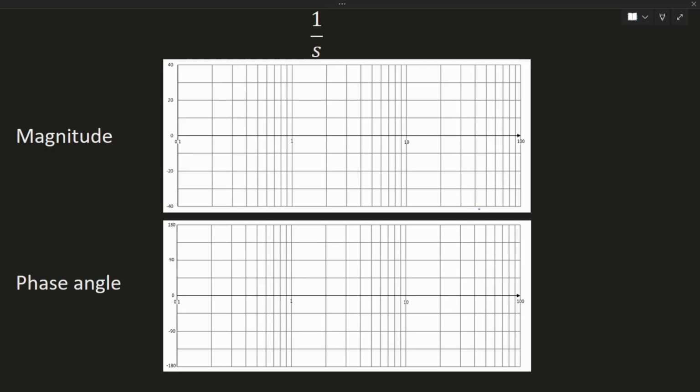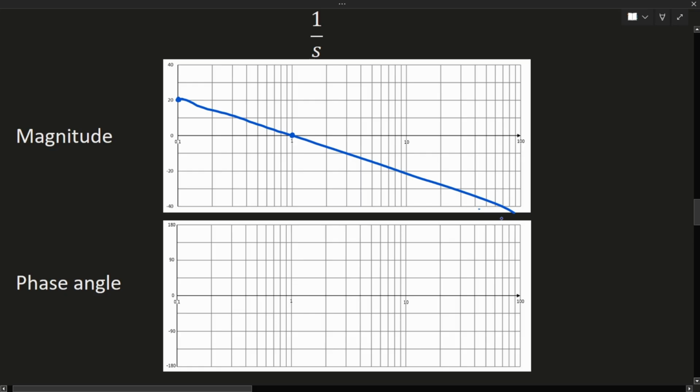Rule number 4 is your pole at the origin, if you have 1 over s in your function. In this case, your magnitude crosses this point, 1 and 0, and it's just a slope of negative 20 decibels per decade for the whole thing, okay? But here, since we're starting at 0.1, I always put 20, and then it's just a straight line forever. For the phase angle, it's negative 90 constantly forever. Now, this is how I remember, but just pay attention. If, for whatever reason, you started your log scale at 0.01, then this would start at 40, but still the slope would be the same, negative 20 decibels per decade.